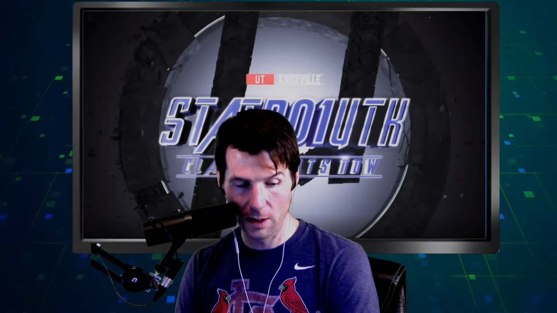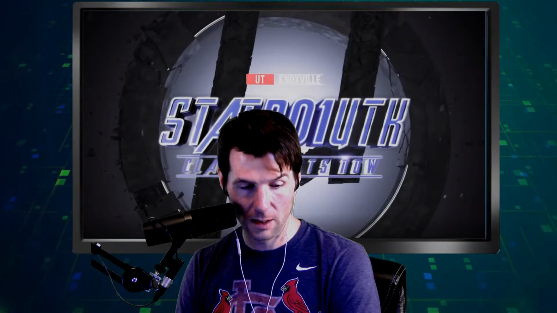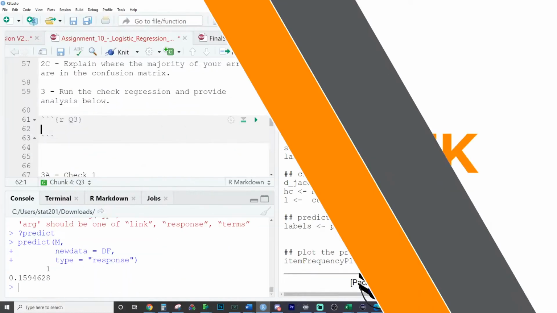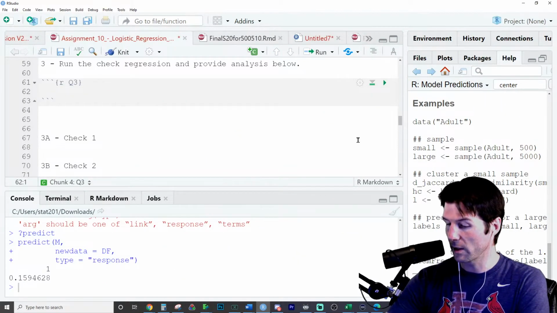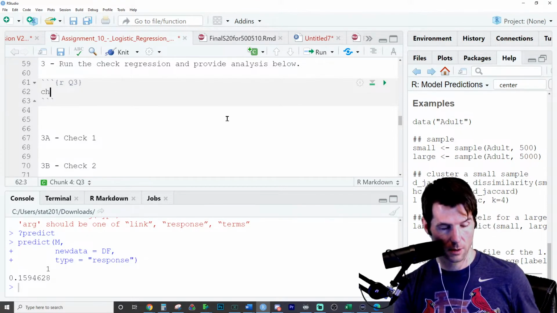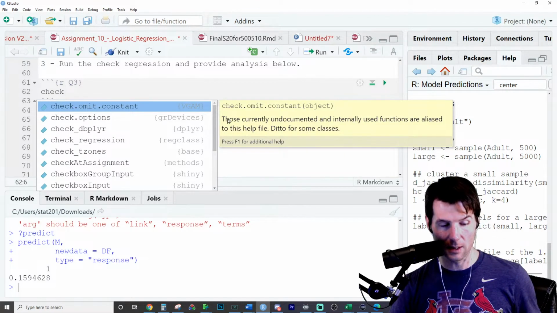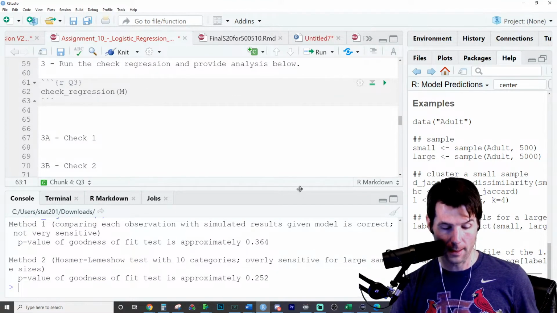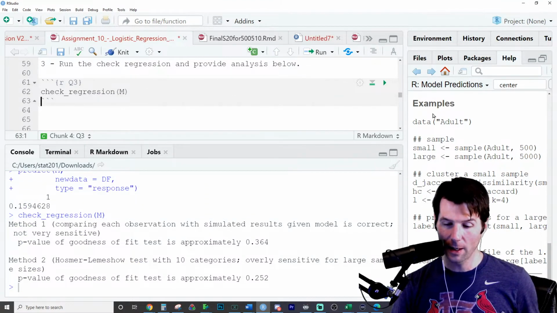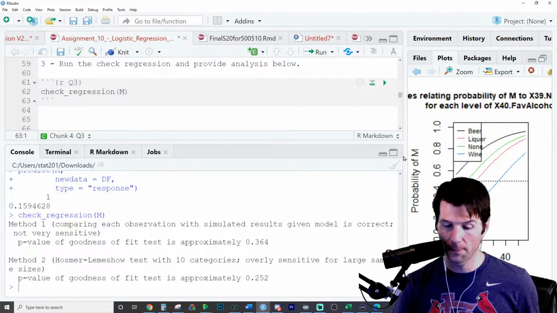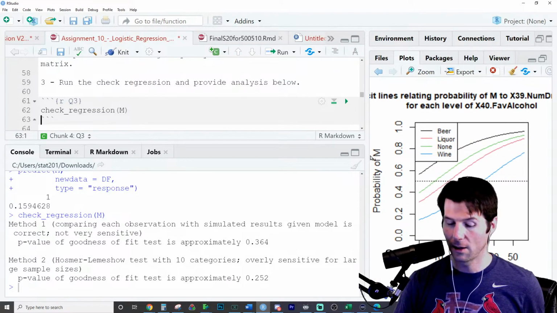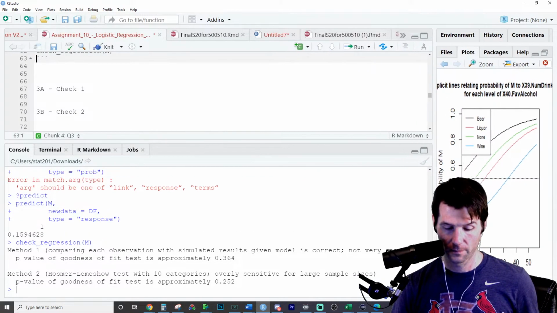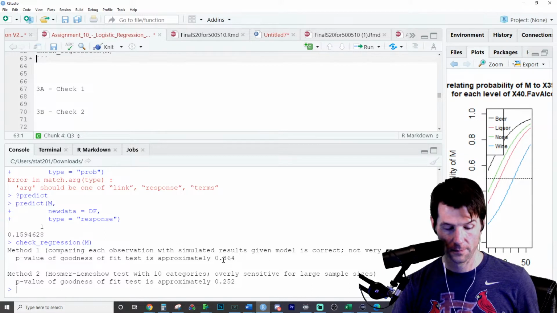Okay, so number 3. Number 3 is run the check regression. Let's go look at that check regression. So looking at the check regression right here, what's the deal with check regression? Check regression is basically going to tell us if the sigmoidal curve is a good idea. And I like it. Now, it does use randomness, so you don't get the same results every time. But it's literally asking, is the sigmoidal curve a good idea? What's the answer?